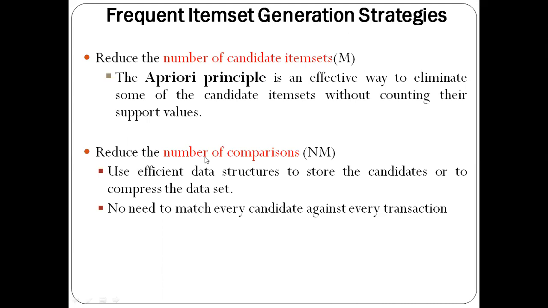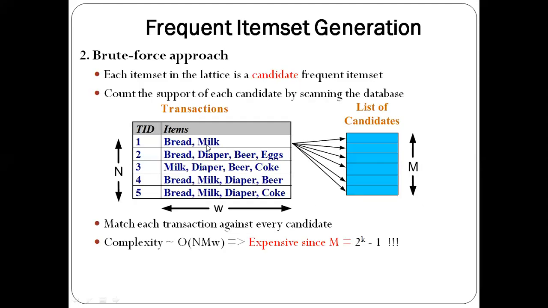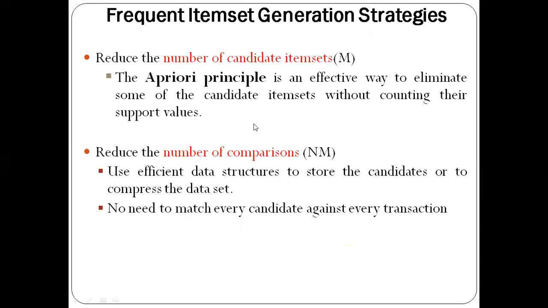Now coming to the second strategy, reducing the number of comparisons. Comparisons means we are comparing each of the transactions with a list of items. That is, the list of candidate item sets is compared with the transactions in the database. If they are present, then we increment the support count. That also we can reduce, in order to reduce the complexity: reduce the number of comparisons, that is N into M. In order to reduce the number of comparisons, we can use some efficient data structures here.